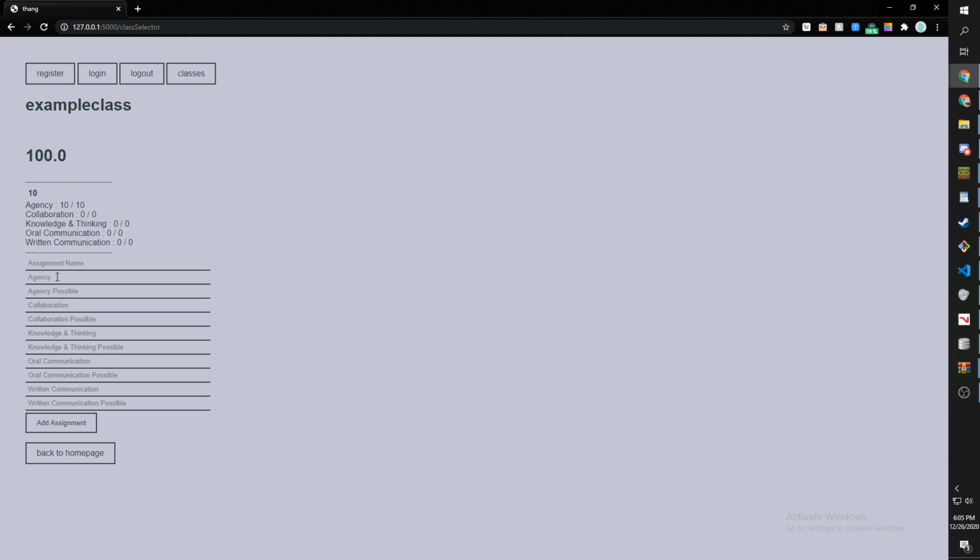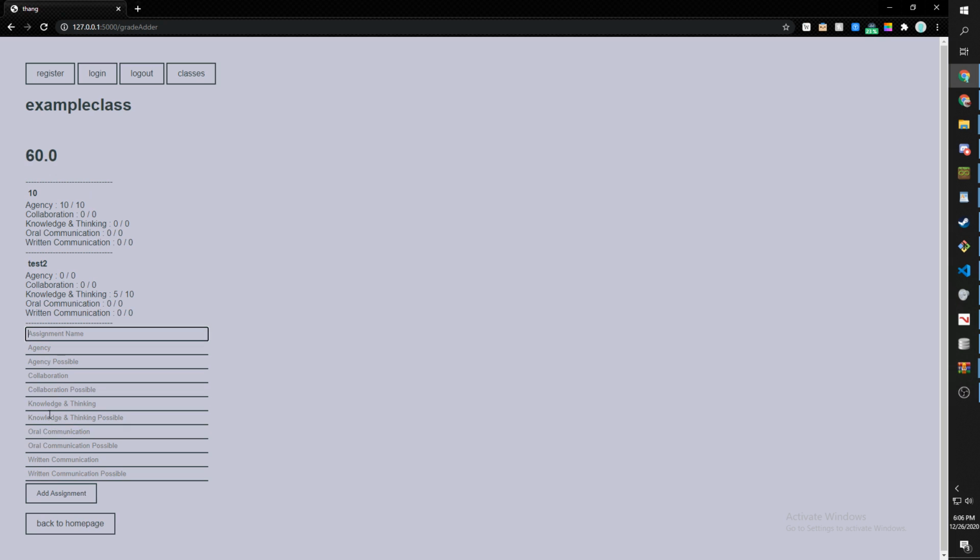However, if we add another assignment, and let's say it is not worth agency points, but instead it's worth knowledge and thinking, and we only get 5 out of 10 for it. You might expect, so we have 10 there and 10 there, and then 10 there and 10 there, so that's 20 possible, and then we have 10 and 5 there, so you'd expect that's 15 out of 20, or 75%. But if we actually look at it, it's 60%, and that's because they're weighted differently and thus act differently.